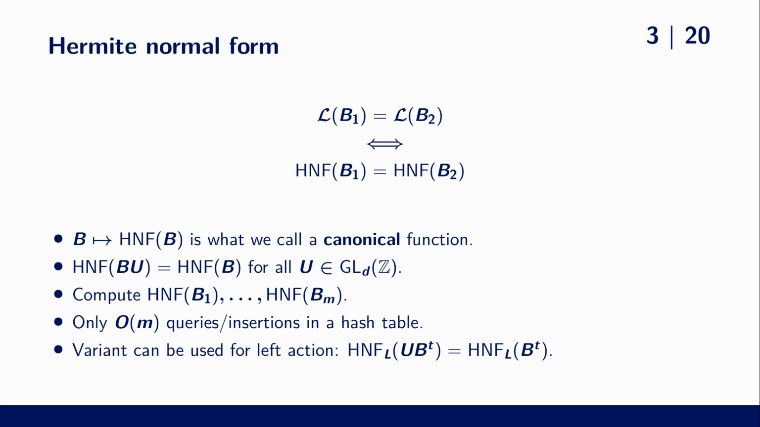Of course, this Hermite normal form is for unimodular transformation on the right, but by taking transposes, we can also define a similar function that's canonical for transformation on the left.